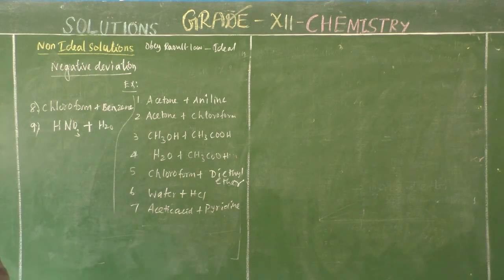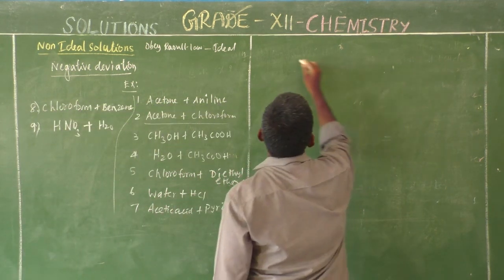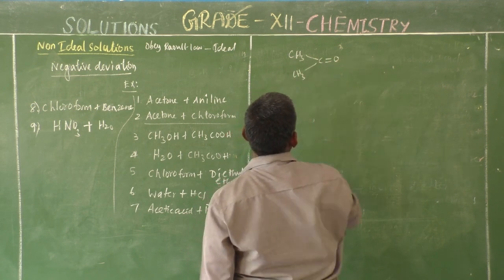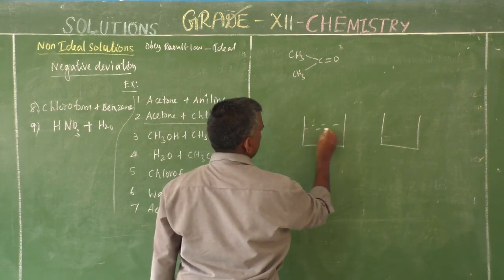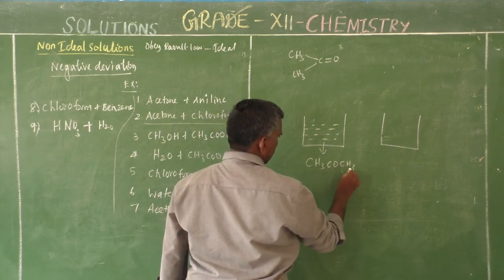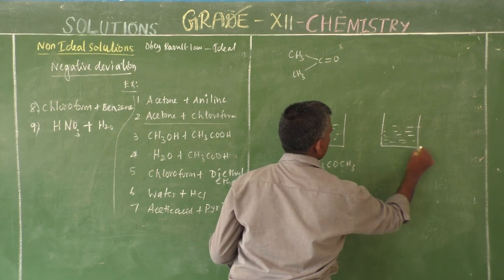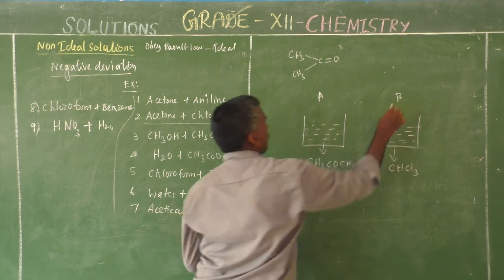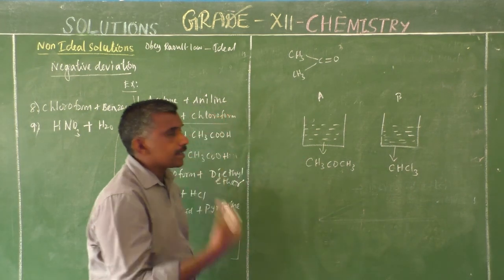So we will take acetone plus chloroform as our example. Take two beakers. Component A is acetone, and component B is chloroform.